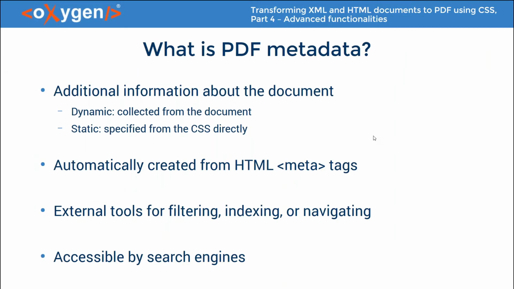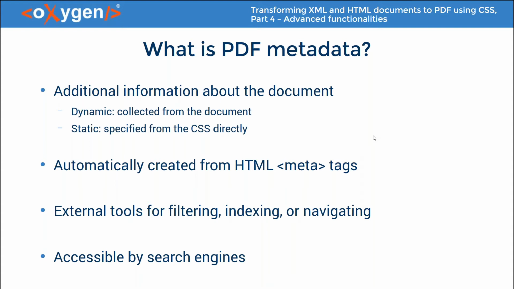So now let's continue with PDF metadata. What is the PDF metadata? In fact, it is additional information about the current document. This information can be of two types: dynamic information that we collect from the document, or we can create static information, which we simply specify in the CSS style sheet. As for other rules, they are automatically created from the HTML meta tags. I will detail this in a few slides.